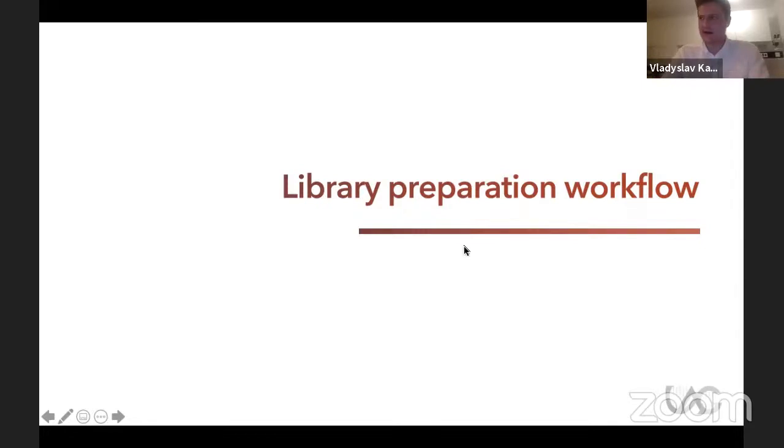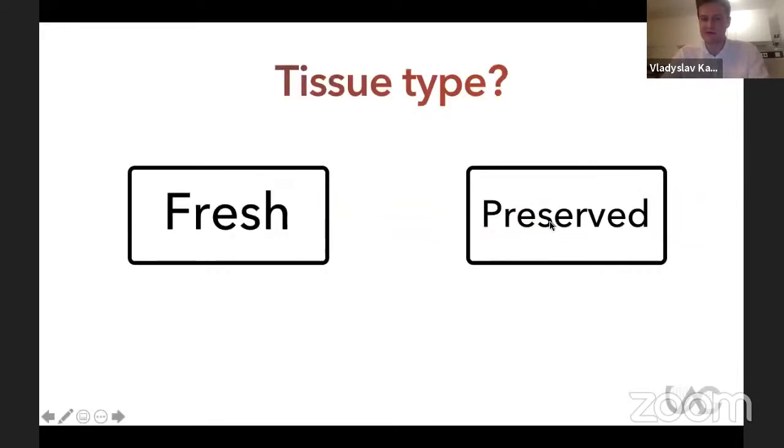So let's start. The first question that you would have working with your sample is, of course, which tissue type do you have? That is a very crucial question, because at the very beginning, before planning your experiment, you should decide: am I working with a fresh tissue or am I working with a frozen, preserved tissue? In that case, let's start with the one that is a little bit easier to handle. Let's start with the fresh tissue.